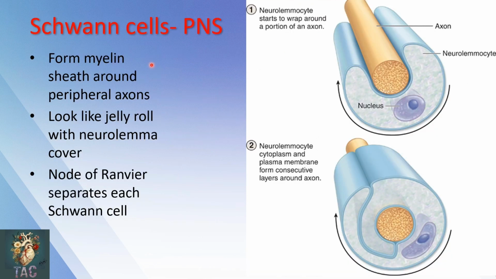So what is the process of the myelination? First, look at this diagram. This is the axon and this is the Schwann cell which is forming the myelin sheath around the axon. They form myelin sheath around the peripheral axons, look like a jelly roll with numerous neurolemma covers, and node of Ranvier separates each Schwann cell.